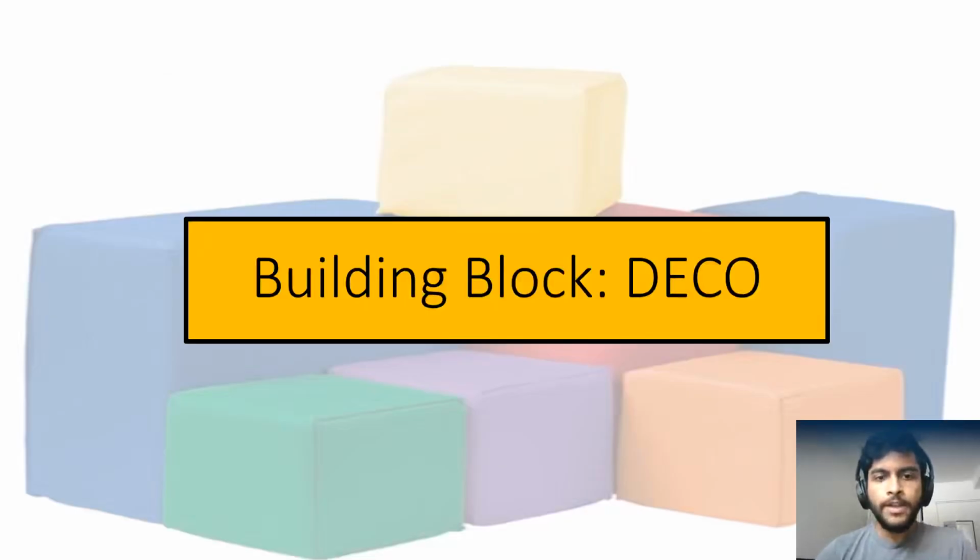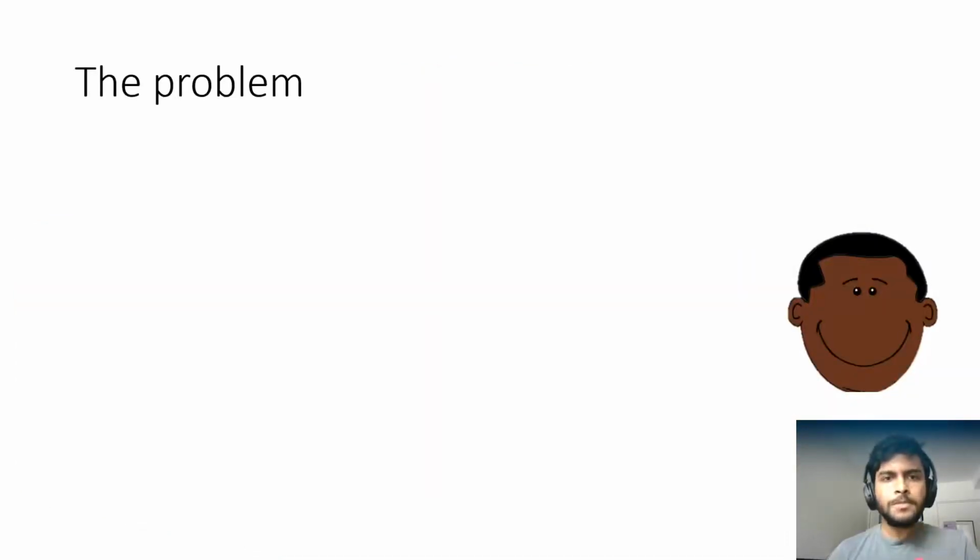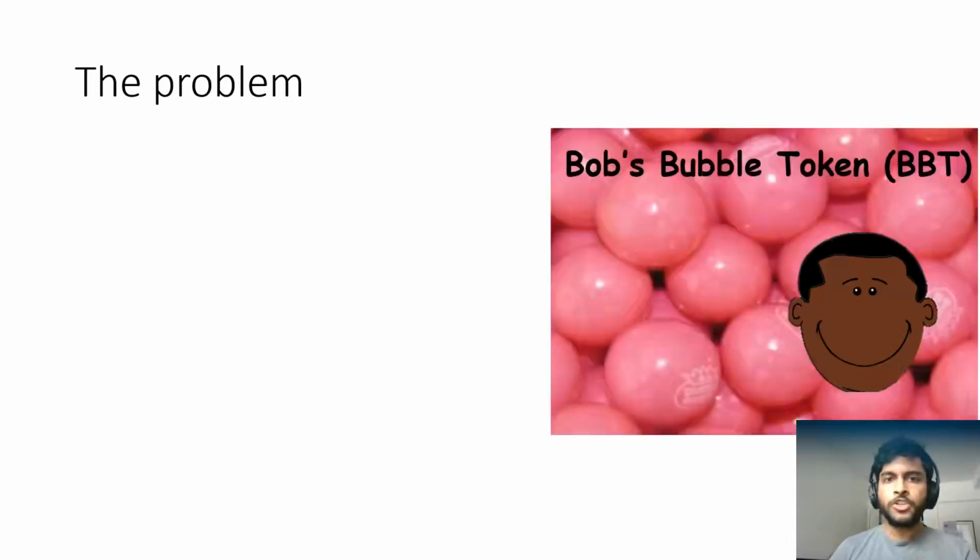Before I go into CanDID, I'll first introduce a building block called Deco. I'll explain Deco through the following problem. Suppose Bob here is about to launch a new token called the bubble token, and he's going to hold a token sale. Bob has ideas about how to make the sale responsible. He wants to ensure that his tokens are fairly distributed, aren't all snapped up by a single person, and that people who participate can reasonably afford to do so.